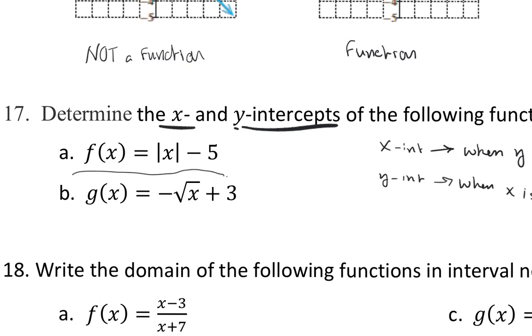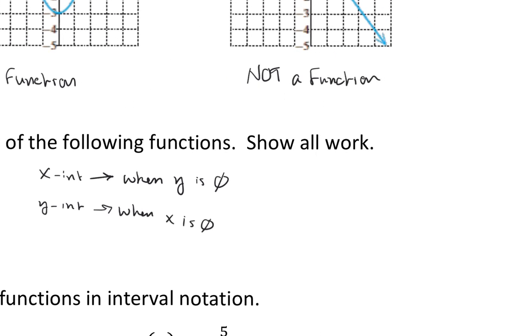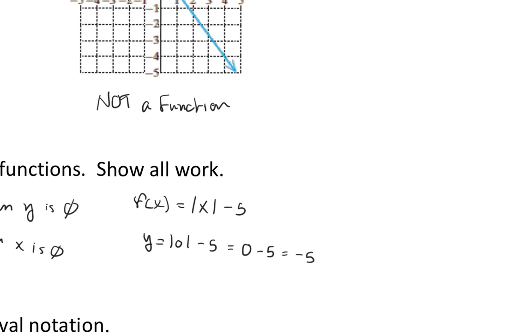So right off the bat, if we want to determine the y-intercept here, you have f of x equals the absolute value of x minus 5. So for the y-intercept, that's going to be 0. Oh, sorry. Y is equal to the absolute value of 0 minus 5. Now, absolute value of 0, that's just 0. Minus 5 is negative 5. So our y-intercept is going to be at the point 0, negative 5.